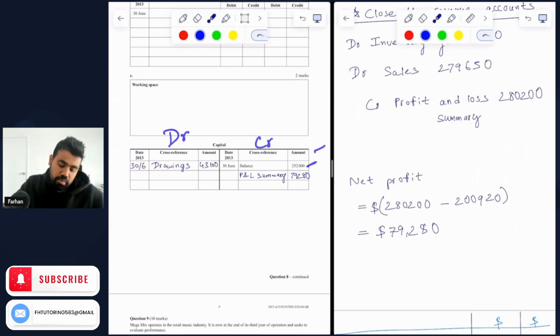Then we are adding the net profit that we have calculated of $79,280. So we have to write profit and loss summary here because we close the revenue and expense accounts against the profit and loss summary account. You cannot write net profit here. They will give you a zero if you write that. So just write profit and loss summary and 79,280.